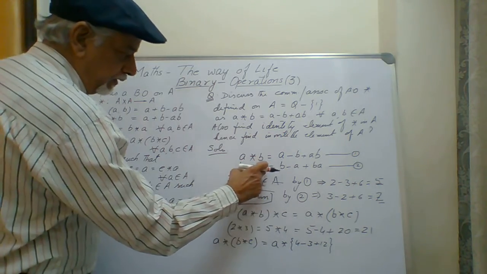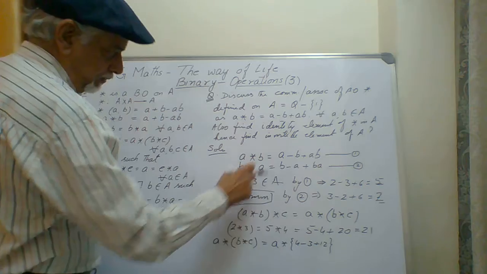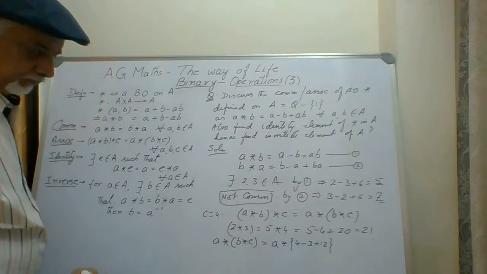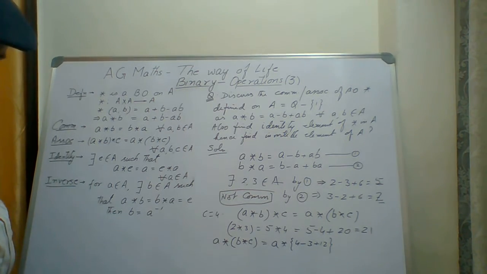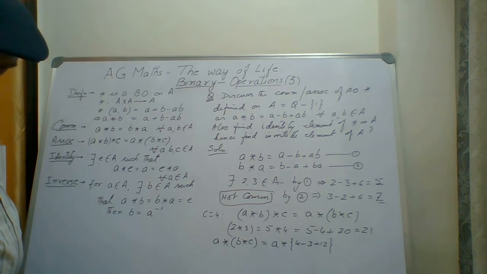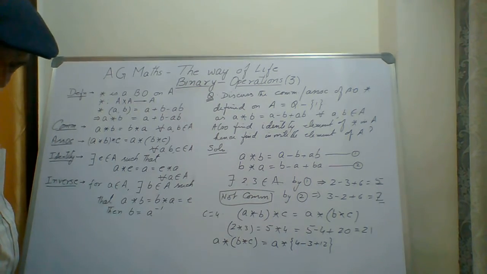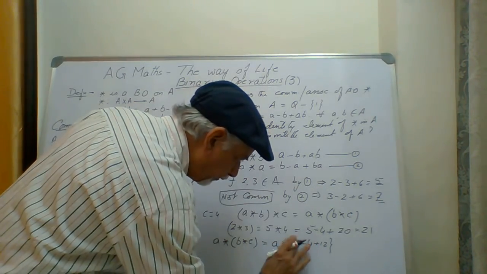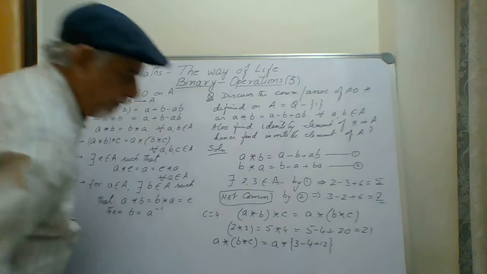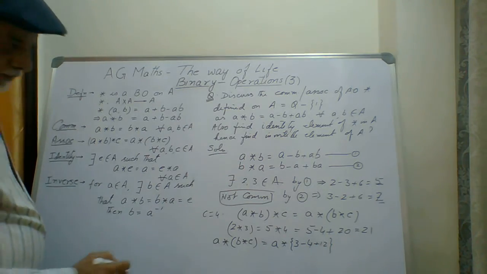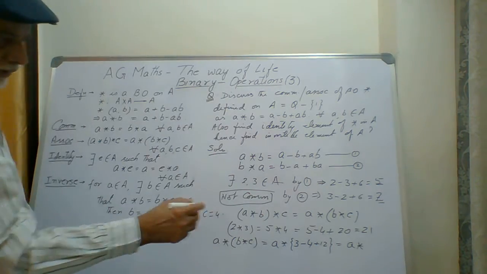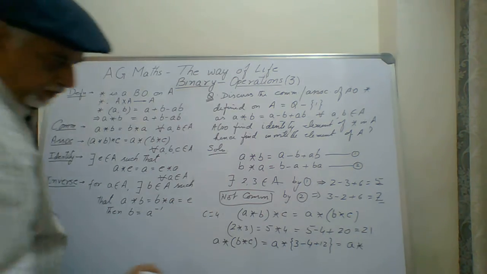So for B binary C, what we write is C will come first, then B will come. Correct? So that gives me 3 minus 4 plus 12, no? Should be 3 minus 4, right? 3 minus 4 plus 12. So this becomes A binary 12 and 3, 15 minus 4 is 11.